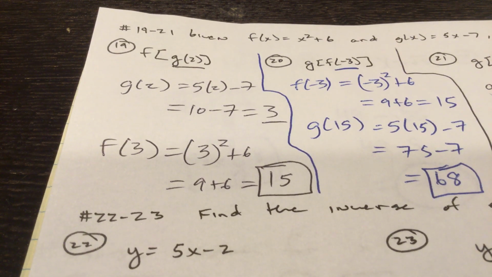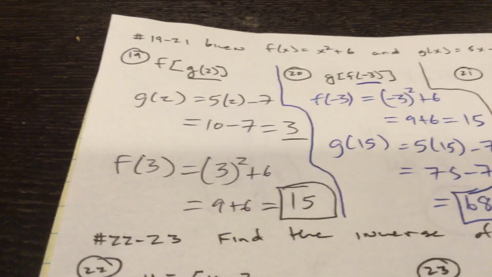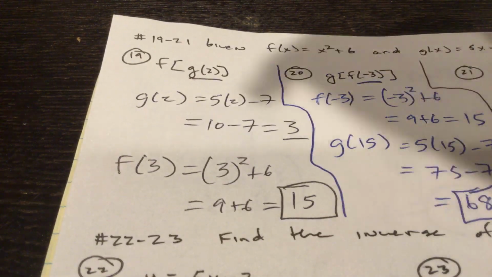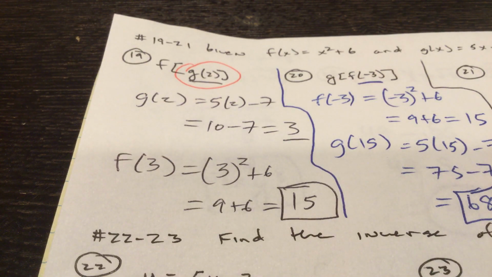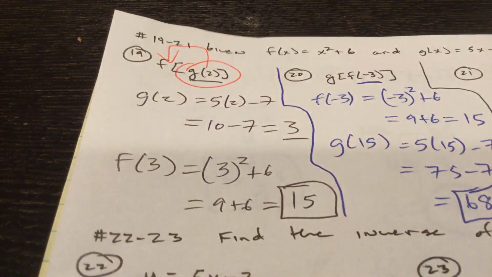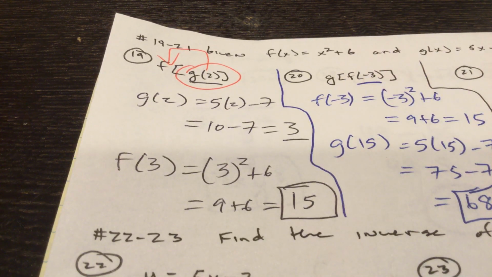Given f of x is x squared plus 6 and g of x is 5x minus 7, find f of g of 2. That means you figure out what g of 2 is first, okay? Plug that into the g of x equation there. 5 times 2 minus 7 is 3. Then you plug 3 into that outer function f. That means you're going to square 3 and add 6.